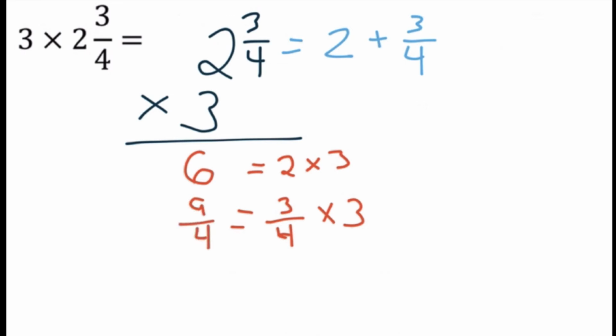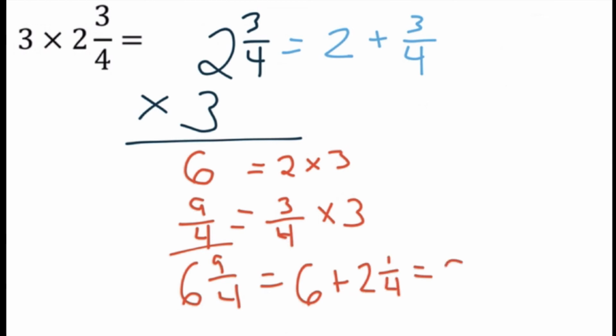If I were to add that together, I would get 6 and 9/4, but I know that 9/4 is going to be the same as 2 and 1/4, so I can do 6 plus 2 and 1/4 equals 8 and 1/4. So multiplying using the partial products method is another strategy that we can use to solve these types of problems.